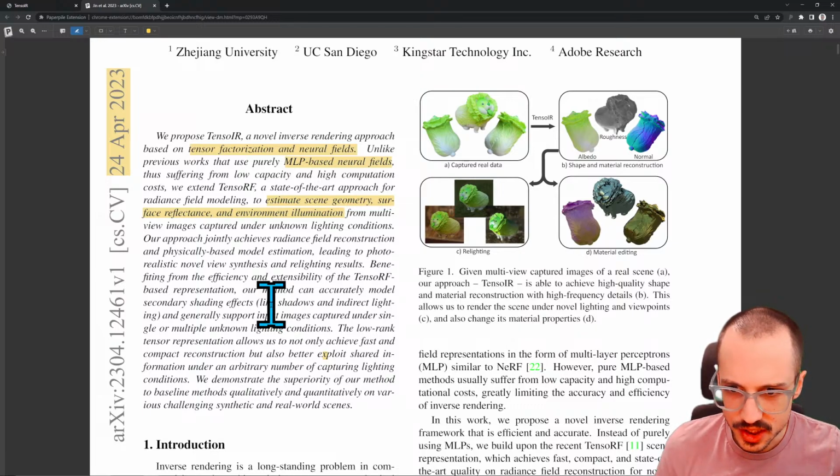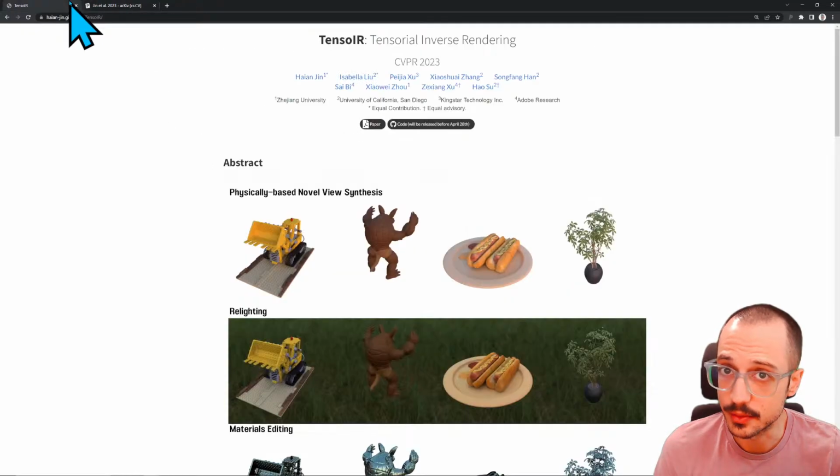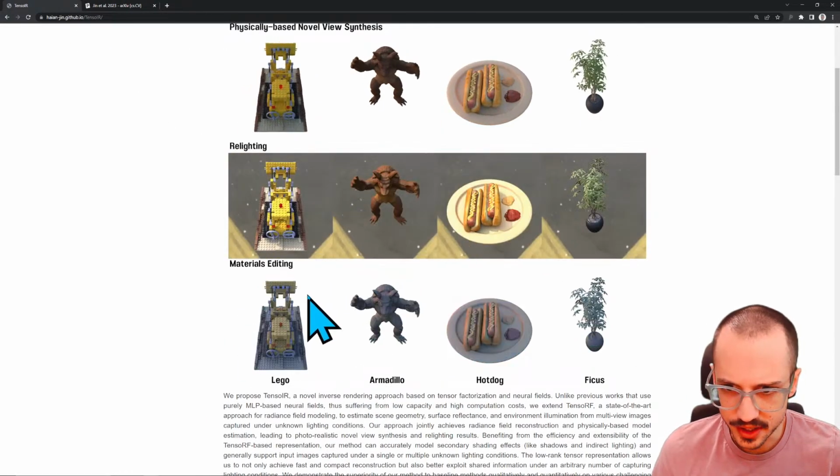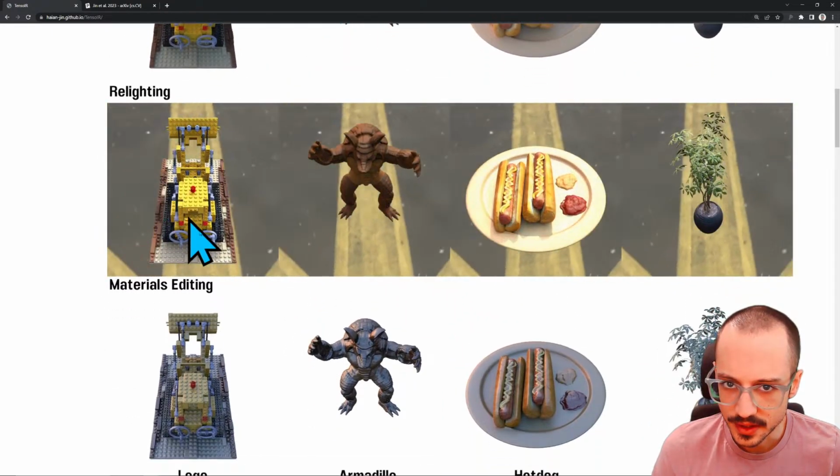Our approach jointly achieves radiance field reconstruction and physically based model estimation, leading to photorealistic novel view synthesis and relighting results. Benefiting from the efficiency and extensibility of the TensoRF-based representation, our method can accurately model secondary shading effects, right? Like shadows and indirect lighting, which is kind of what they were showing off here, right? Where you can see how they change the lighting, they change the material.